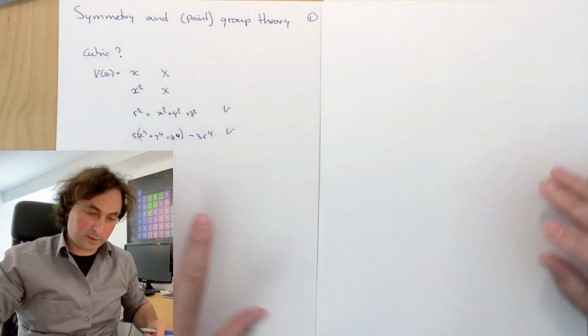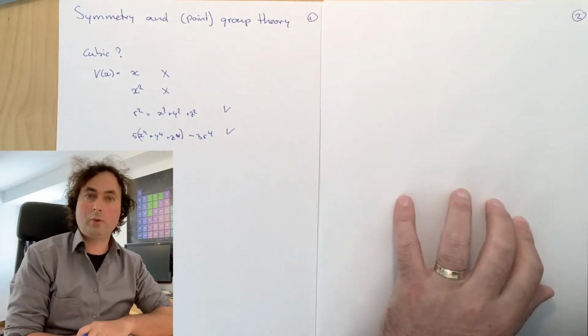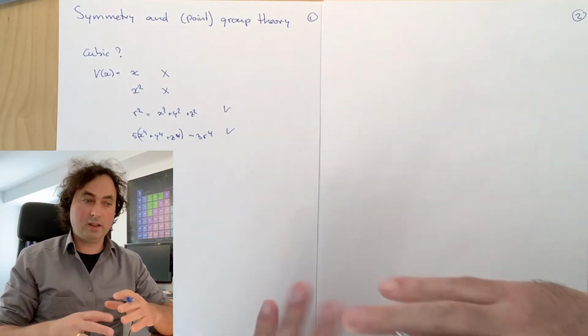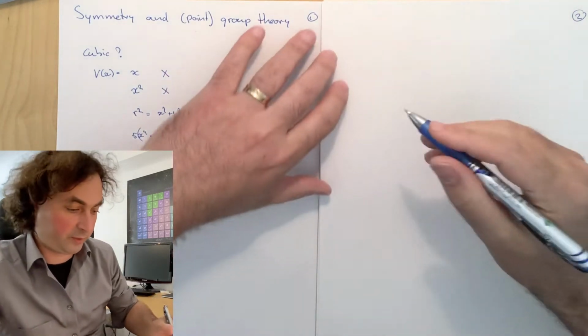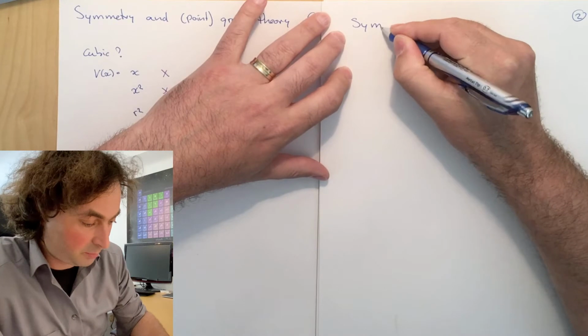The first thing that we need to do is to define a few different concepts that we need to be able to talk about symmetry. And the first thing that you can think of are the symmetry operations.